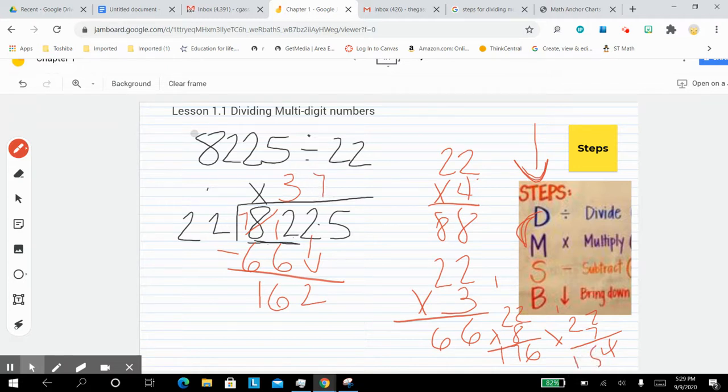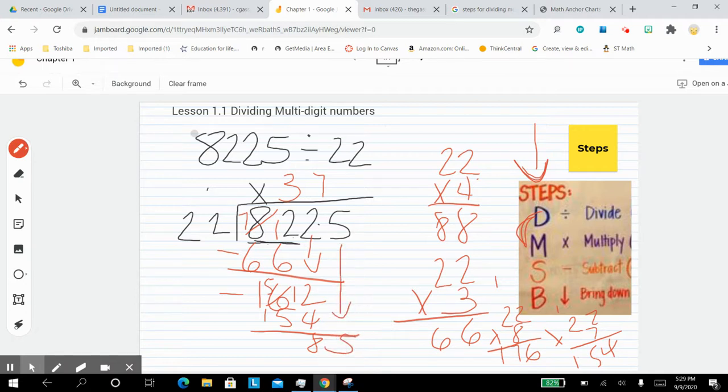So if we're going to put a 7 up here, that's 154. I'm going to subtract, and I end up with 8 left over. Well, let's bring down. We've done our divide, our multiply, our subtract. Now we're going to do the next one, which is to bring down. Bring down the 5.